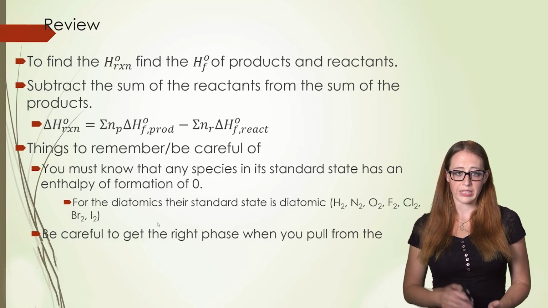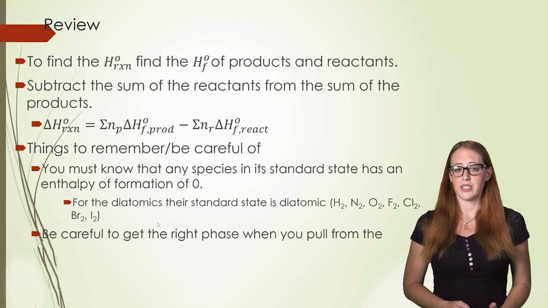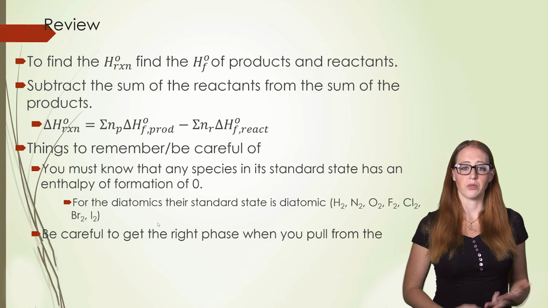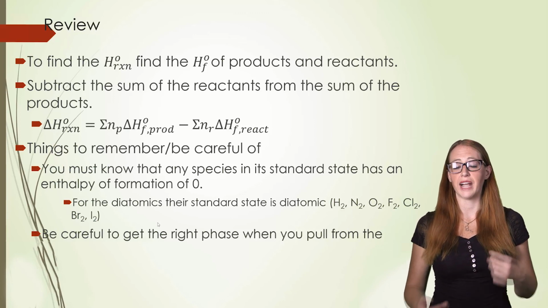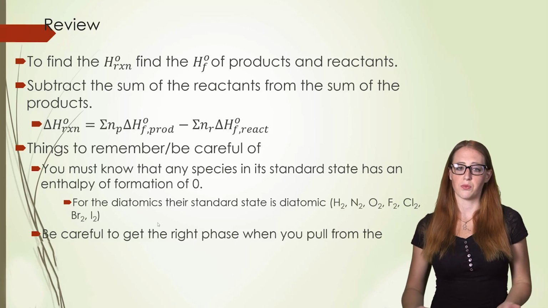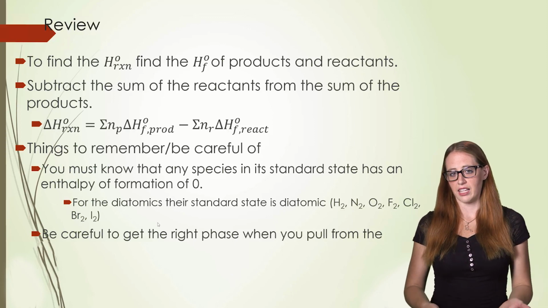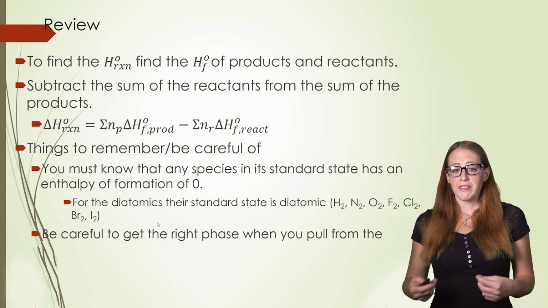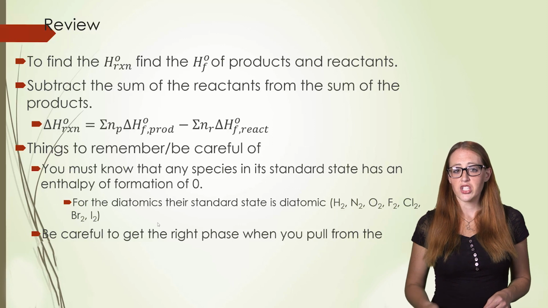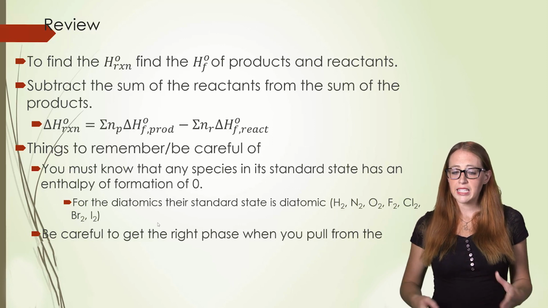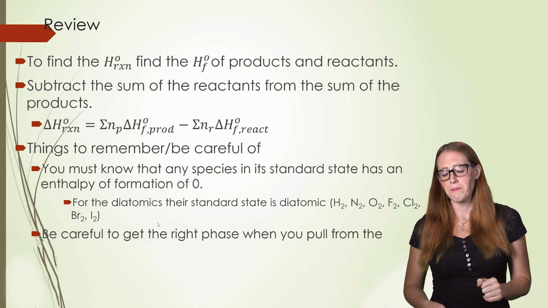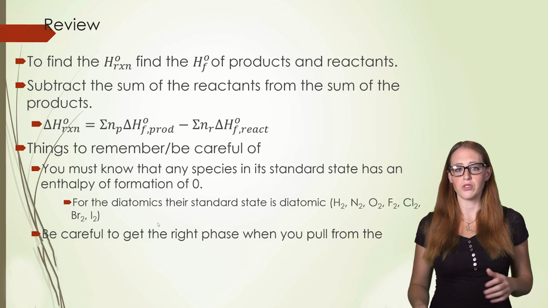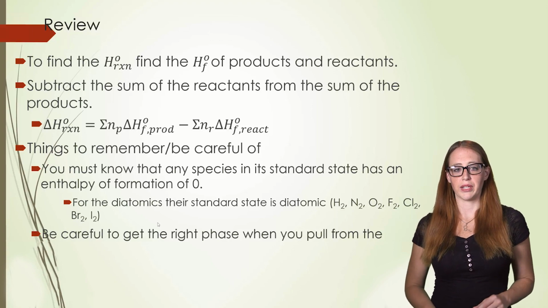Now, things to just remember and be careful of. Anything in its standard state equals 0. Now, the tricky part on this one is remembering that your diatomics are equal to 0 too. So H2, N2, O2, F2, Cl2, Br2, and I2 are all going to be 0 as well. All the elements are just the element on its own in its standard phase. Also, be very careful when you go to the back of the book to make sure that you're looking up the right phase. Many of these species will have 3 things listed, and if you pull a solid when your reaction has a liquid in it, you're going to get the wrong answer. So those are just some problem-solving help as you're going through your problems.